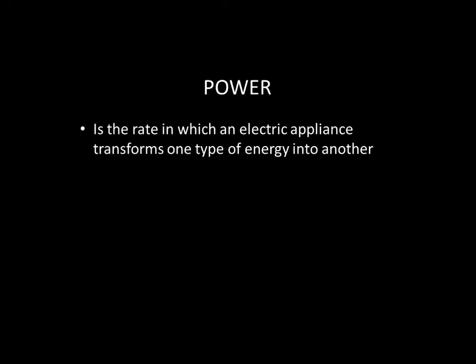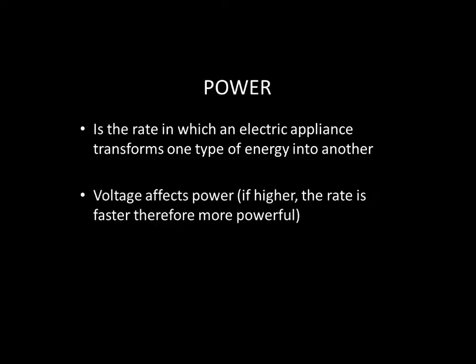Power. Power is the rate at which an electric appliance transforms one type of energy into another. The voltage affects the power, so if the voltage is higher, then the rate is faster, therefore the appliance is more powerful. This is all you need to know about electromagnetism, as far as I'm concerned, to be the basics.